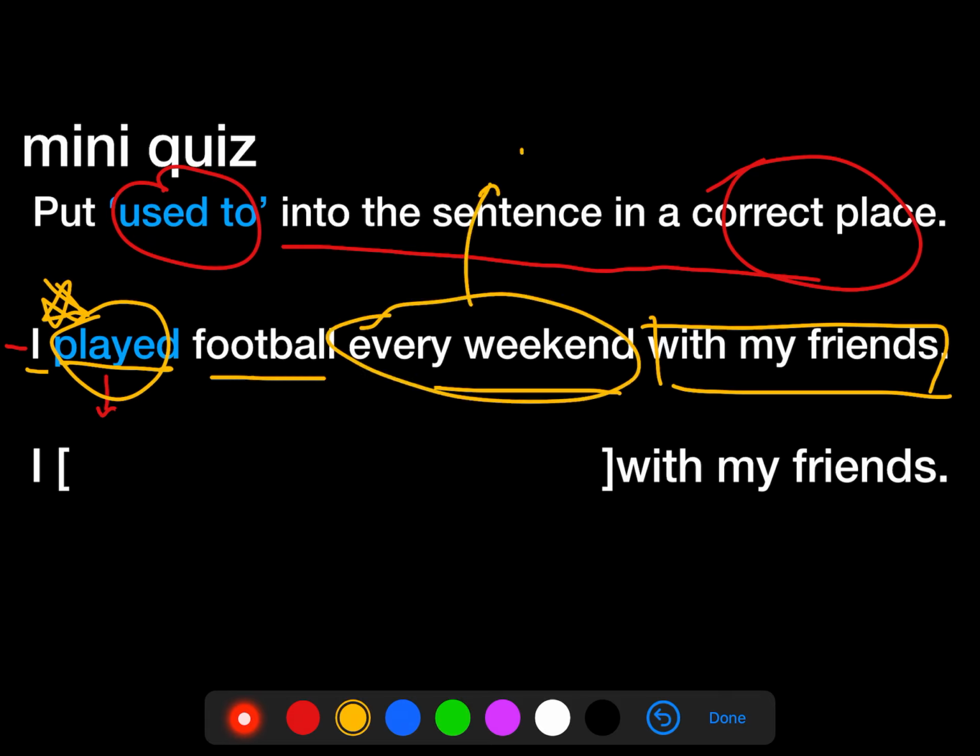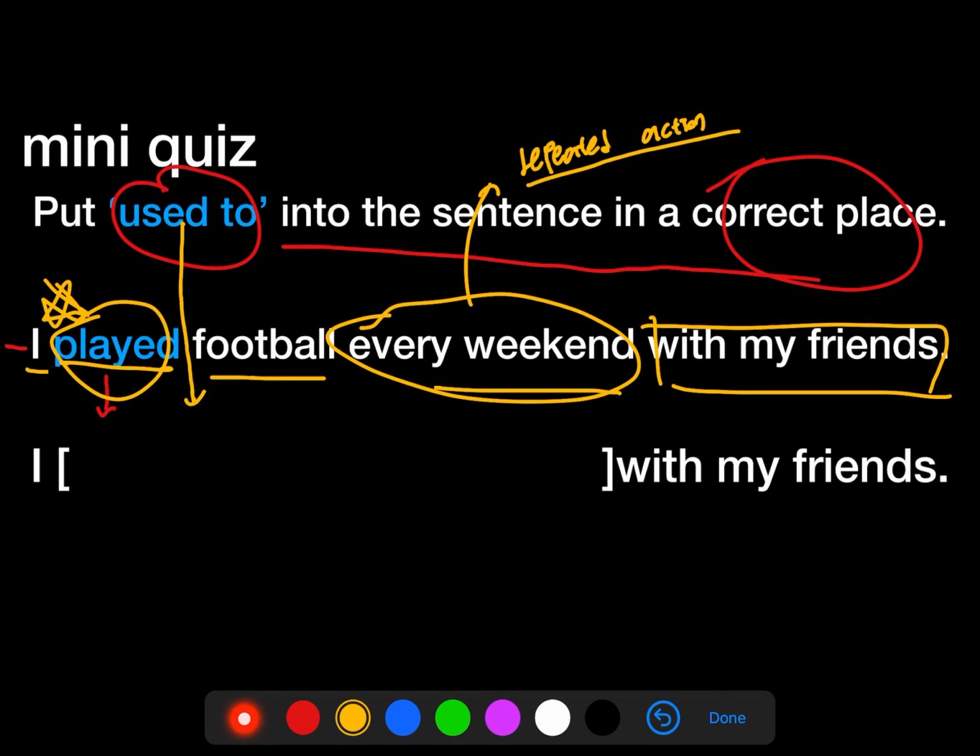Aha, that's a repeated action. He didn't do it just once. He played football every weekend. So it's a repeated action. So we need to put used to in this sentence.